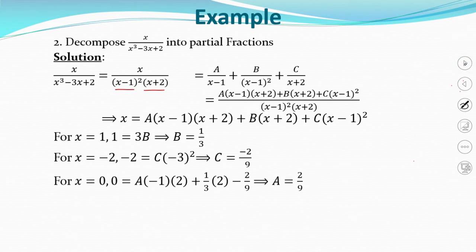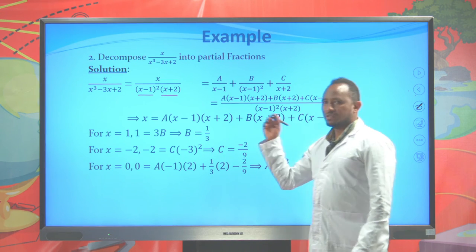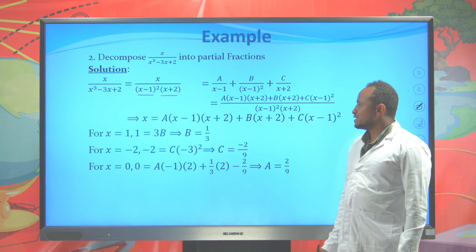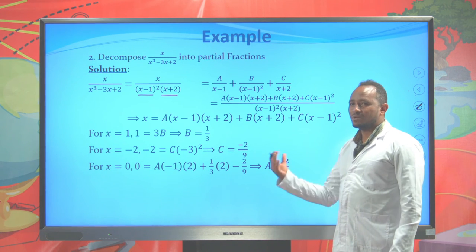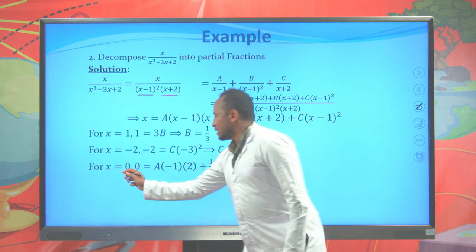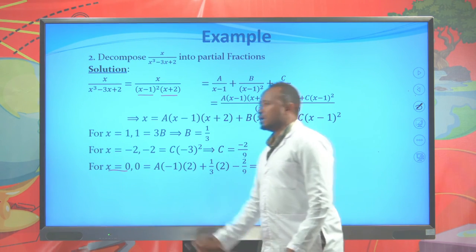Next, we don't have a value of x that makes this expression 0 other than 1 and minus 2. So you have to select any other number to find the value of a. Since we have found b and c, you can select any number to find the value of the remaining variable. The easiest way is to select a very small number so that you can easily solve the expression. You can select any number, but for simplicity, let's select x equal to 0.